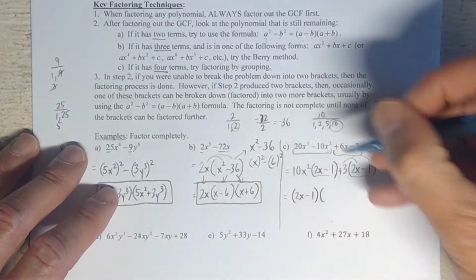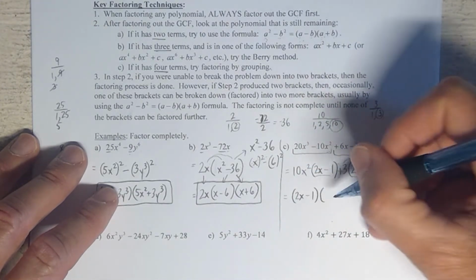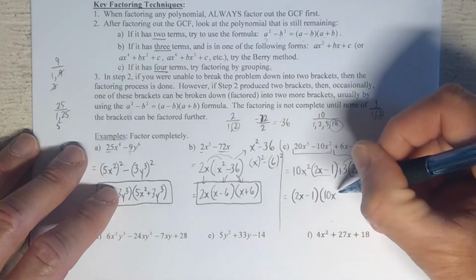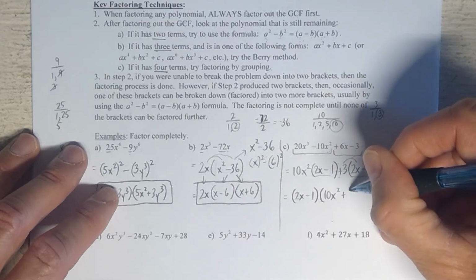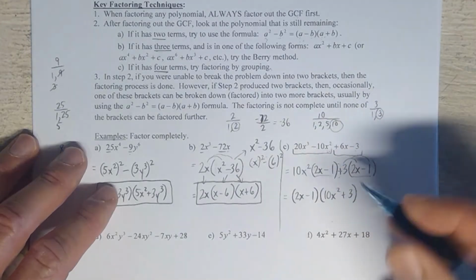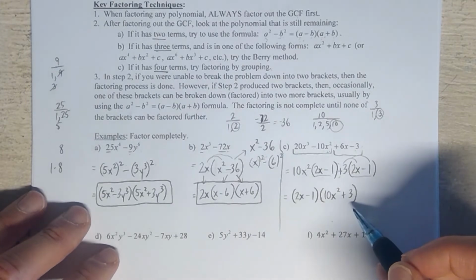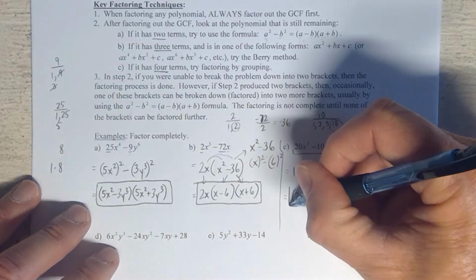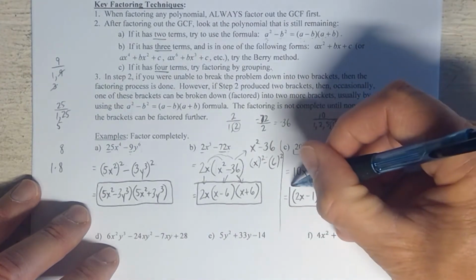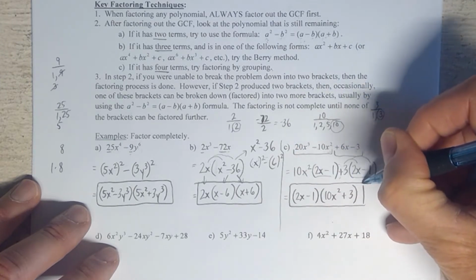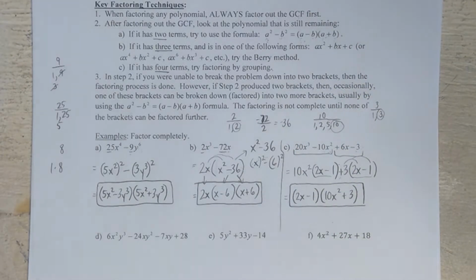And then you take the two things that was multiplied by, the 10x squared and the plus 3. You got to include the plus there. If it had been minus, you'd put down minus 3. But you bring all that down in a separate bracket like that. And that is your two brackets that you get when you factor this thing. Okay? So that is factor by grouping.